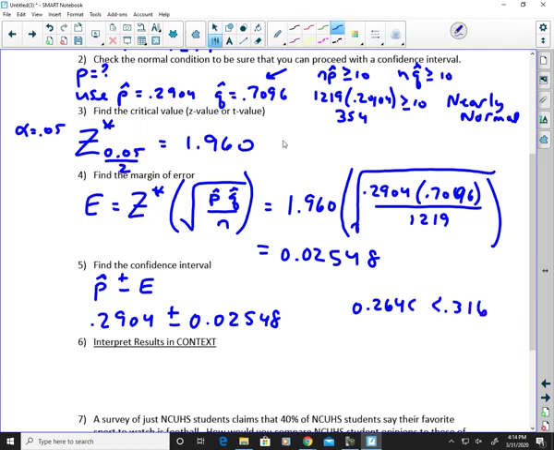Okay, barely enough room to fit p in the middle there. So my proportion went from a 0.265 to a 0.316. So let's write our sentence.